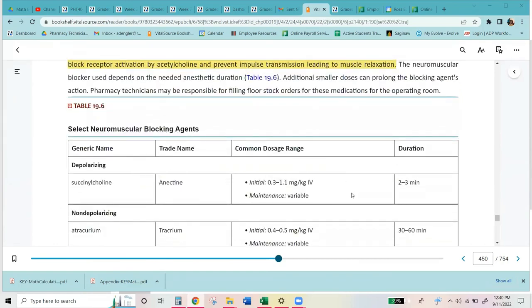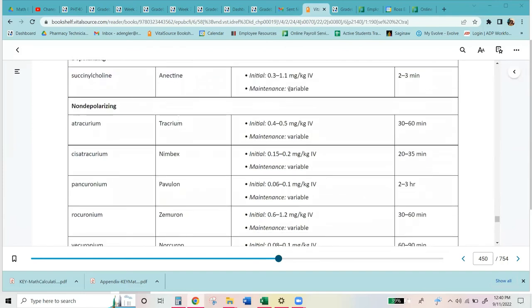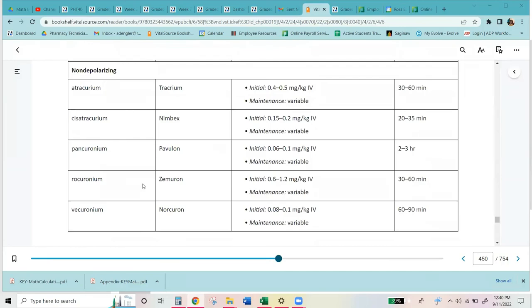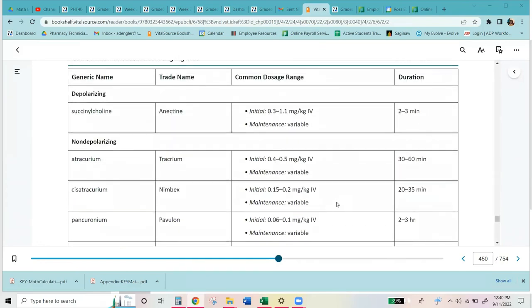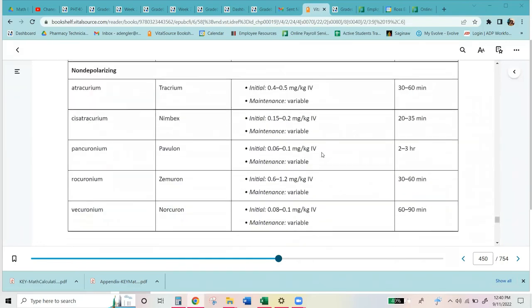And here are the select neuromuscular blocking agents: succinylcholine, and that's the depolarizing, and then we have all these non-depolarizing, and you can see these are all IV injections. So this should never be something that someone's getting in a retail pharmacy by any means.